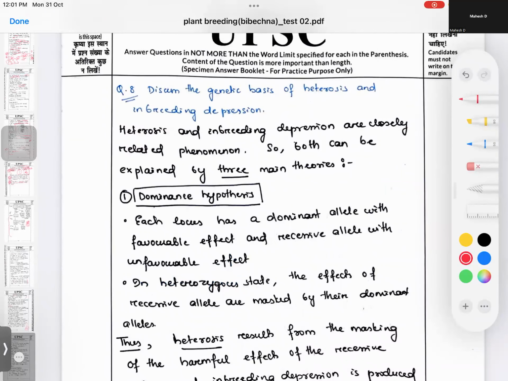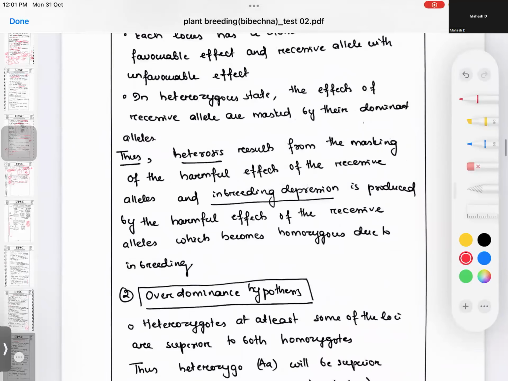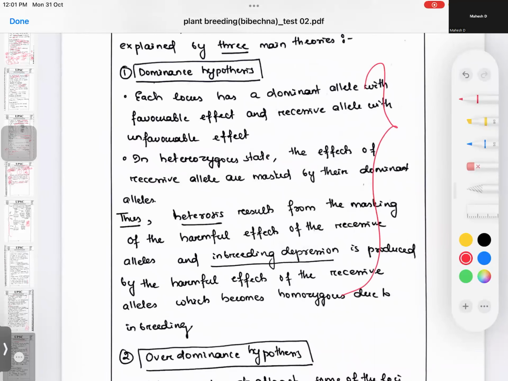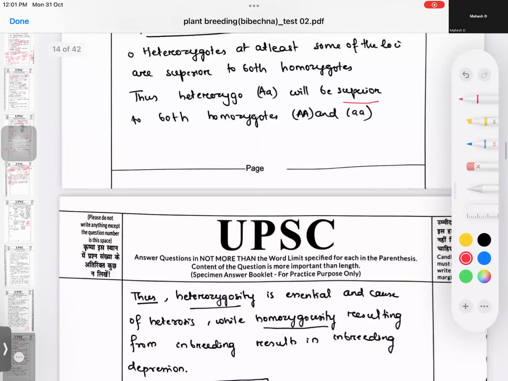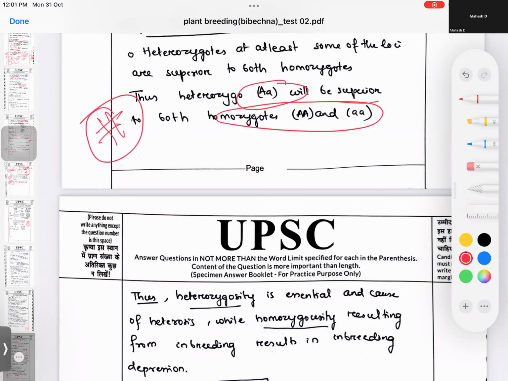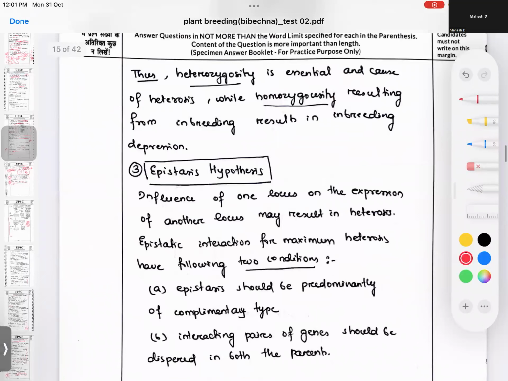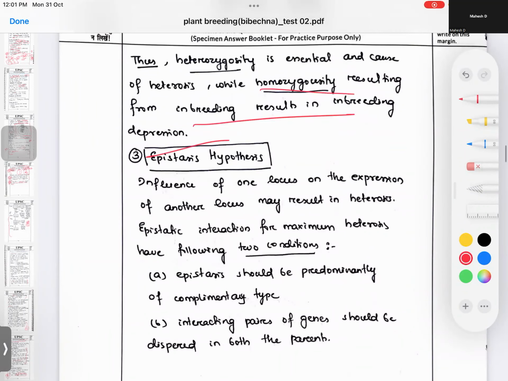Discuss the genetic basis of heterosis and inbreeding depression. See, you have written only about heterosis and you have not written about inbreeding depression. But I saw you have written decently well all these points. You have understood the concept. Results on the masking, yes, all those. Okay. And this you have written, I am very impressed because many students don't understand the difference. Heterozygous will be superior over homozygous. Okay. That is essential and fundamental. Heterozygous. Okay. This one, okay.